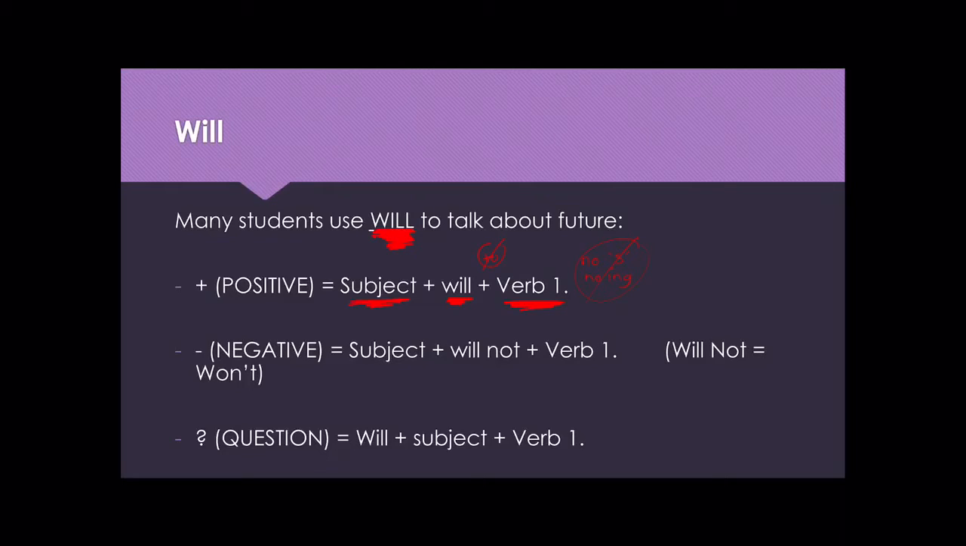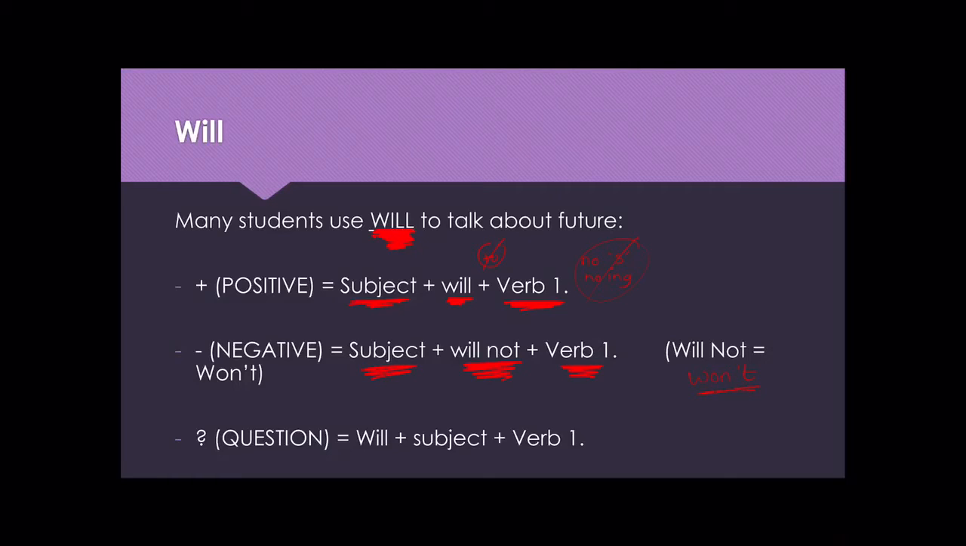For negative sentences, similar structure. Always subject first, then we have will not, and then we have verb 1. I will not study tonight. I will not go to Dubai on the weekend. So we have will not, or for a short answer, won't. I won't go to Dubai, I won't study.